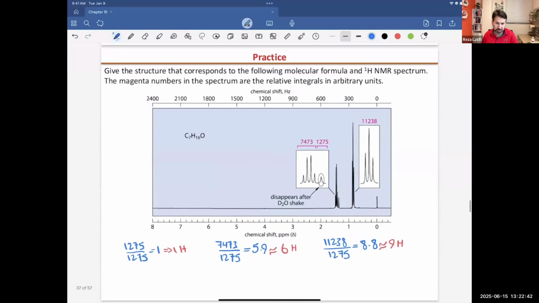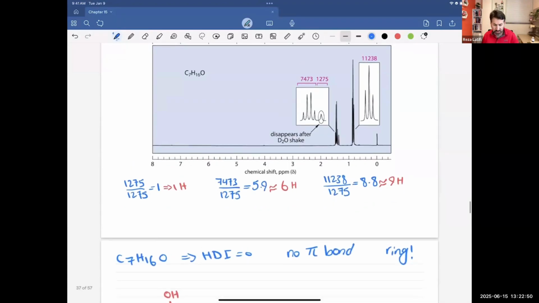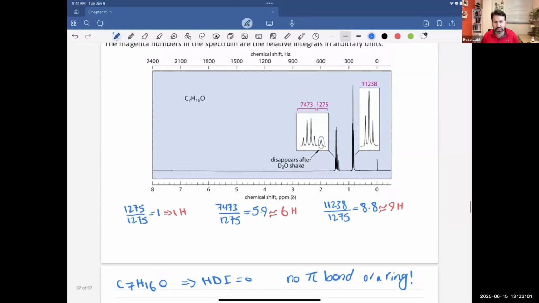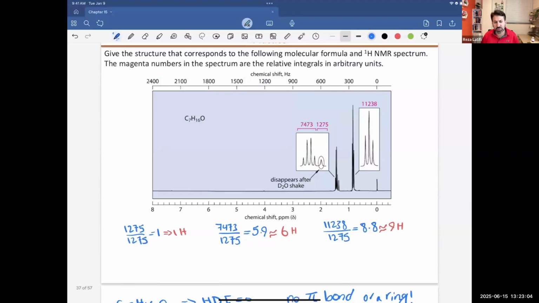Okay, so let's practice one example. We have a compound that is C7H6O. That compound is saturated, because the H in the HDI is equal to 0, so I'm going to say no pi bond or ring. So my compound is completely saturated. Now, they gave me the areas. I divide them by the smallest one, and I got 1 hydrogen, 6 hydrogen, and 9 hydrogen.